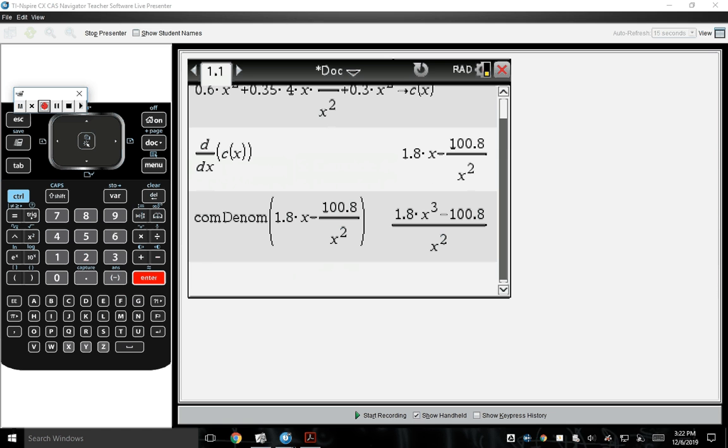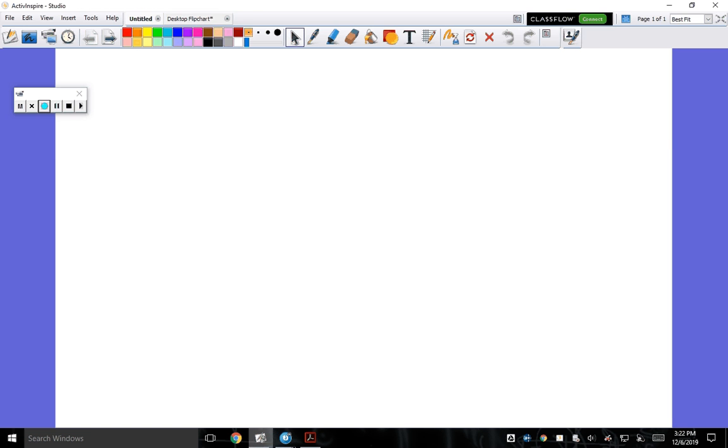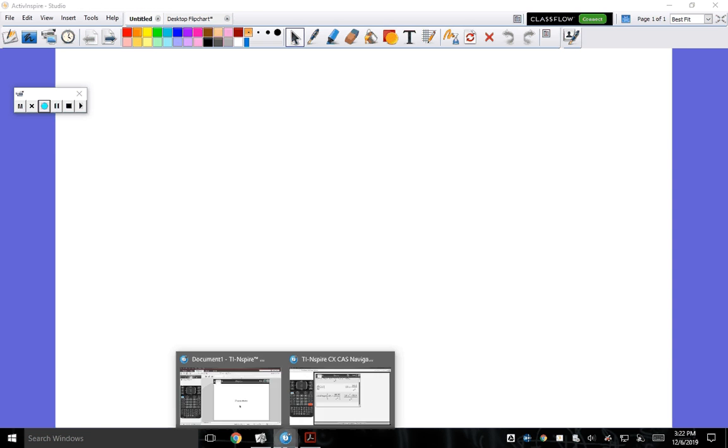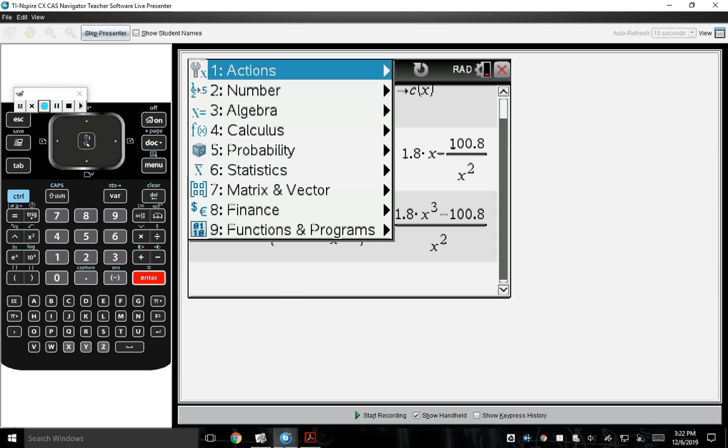And already you can see from the denominator, what's that value going to be? 0. Okay? Now from this numerator, again, just like we did on the other ones, if I were to set it equal to 0, it's the same as setting the entire derivative equal to 0. Here we go with that. Menu, 3-1.